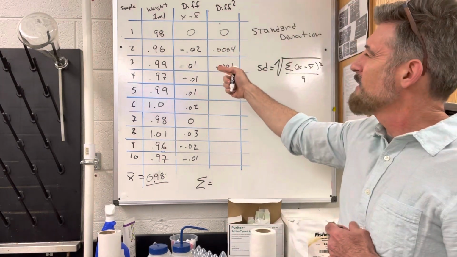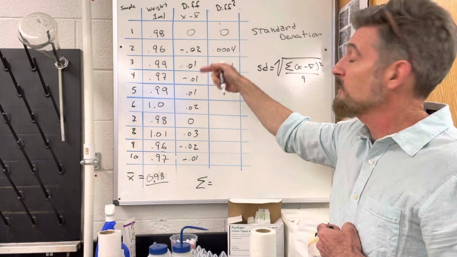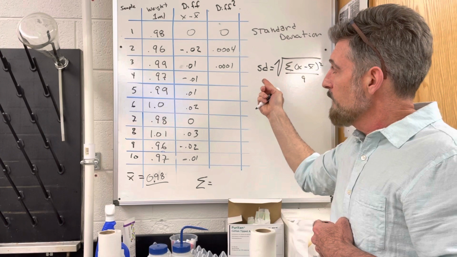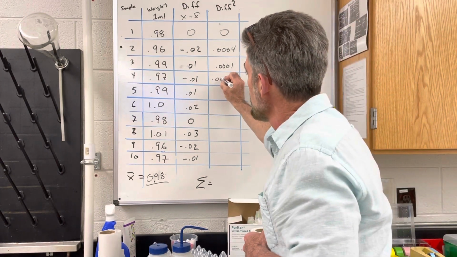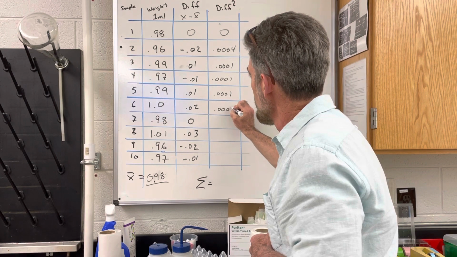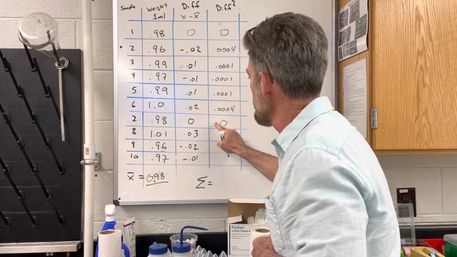It's just the number times itself. So 0.02 times 0.02 is 0.0004. And so that's all I'm doing here. It's not very complicated.